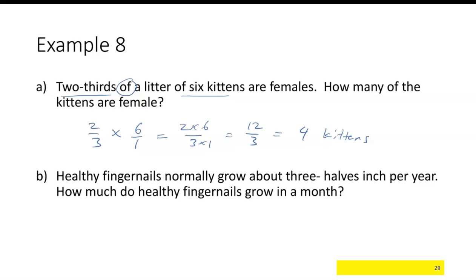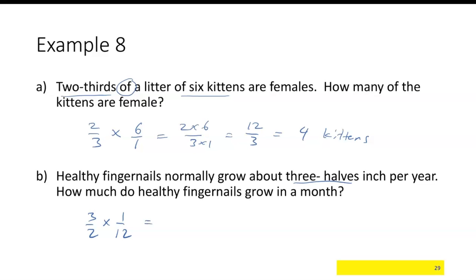Healthy fingernails normally grow about 3/2 inch per year. So 3/2 would be 3 over 2. How much do healthy fingernails grow in a month? So a month is 1/12 of a year. So I can just multiply this by 1/12.